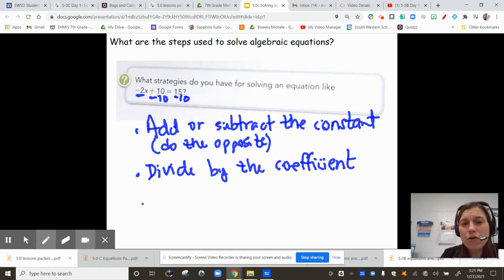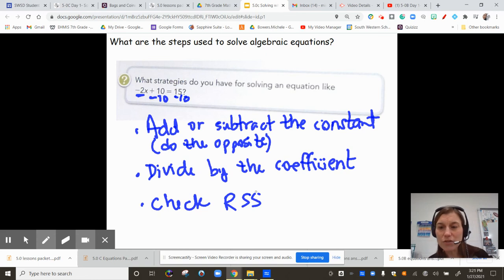After you do that, you should always check your answer using RSS, because the great thing about equation solving is you don't need an answer key. I mean, you can have an answer key to check it, but you don't need one. All you need to do is use RSS, rewrite, substitute, and solve, and check your own answers. And if it's checking, then you can be confident about what you're doing, and you don't have to worry about whether or not you're right.